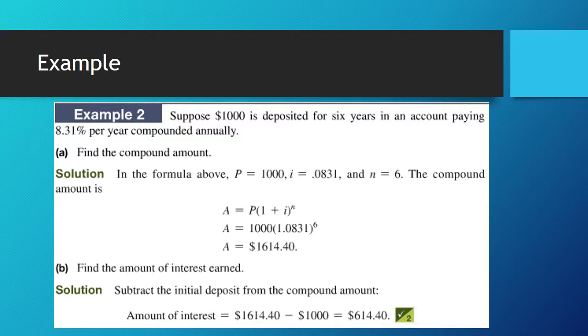Here's our solution. Using our formula, P is 1,000, i is 0.0831 because it's being compounded annually. That means once a year. It's for 6 years, so once a year for 6 years, n is 6. Putting those numbers into our formula, we get $1,614.40. And then for part B, taking that amount and subtracting the initial investment of $1,000, we have $614.40.